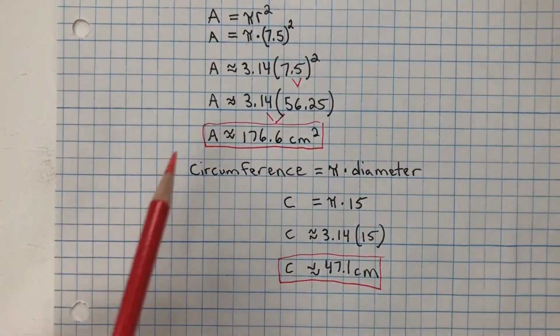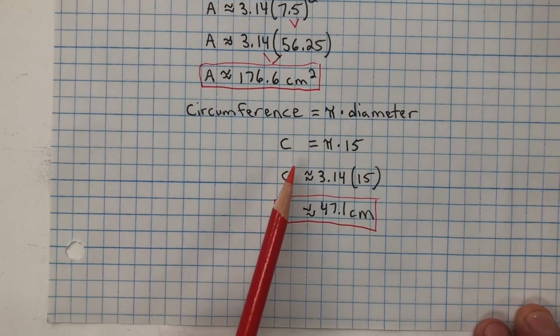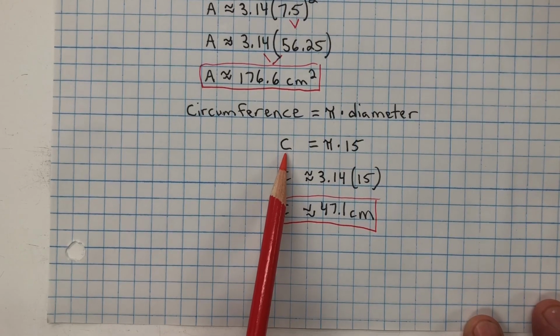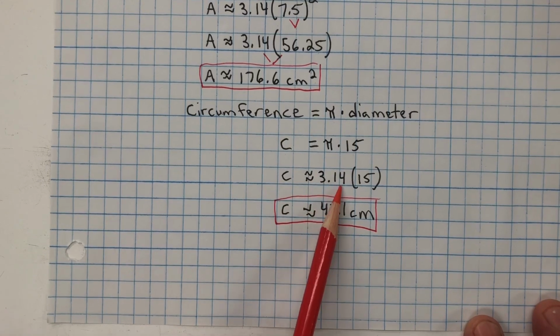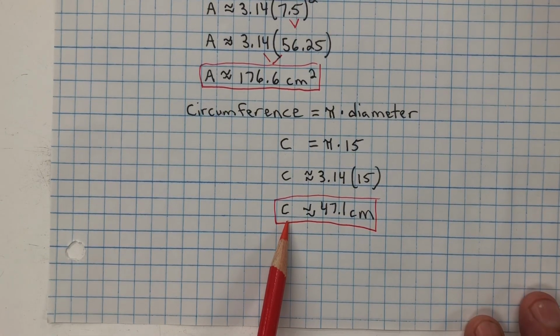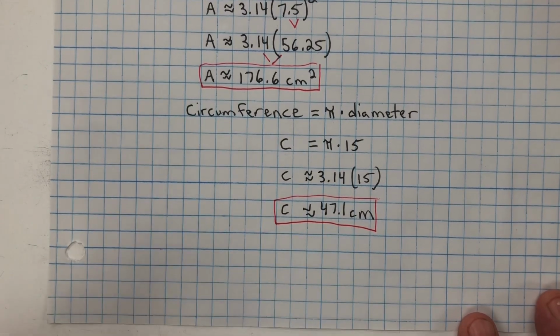For the circumference, it is pi times diameter. So we have C equals pi times 15. Pi is approximately 3.14 multiplied by 15. And the circumference, or the distance around the circle, is approximately 47 and 1/10 centimeters.